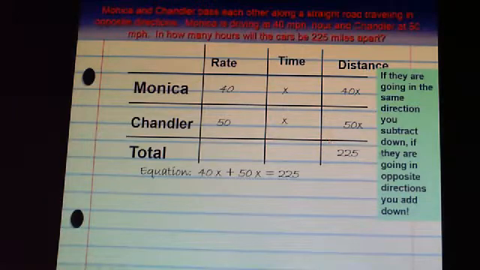Always get your equation from the last column. All this other stuff was getting us to this last column. So the last column is where our equation is. 40x plus 50x equals 225.